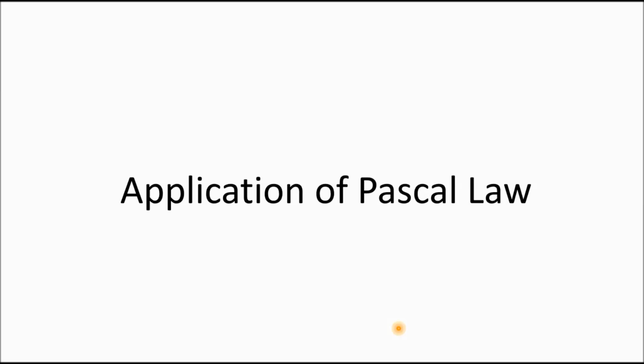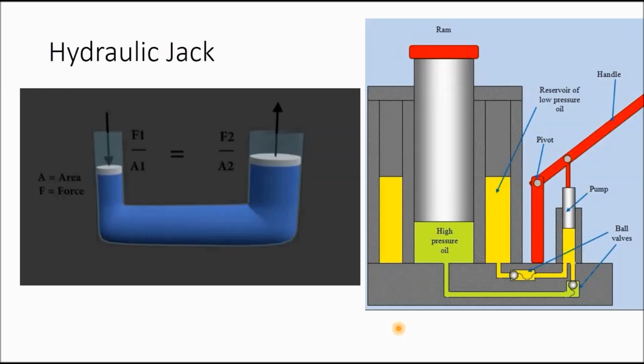So now I think we'll slowly move to the application of Pascal's law, now that we understand what Pascal's law actually is. It is used in hydraulic jacks. It says that the pressure acts equally in all directions. So if you put pressure on this tube, the fluid will automatically be pushed up and lifted. The equation is F1/A1 = F2/A2, that is, P1 = P2.